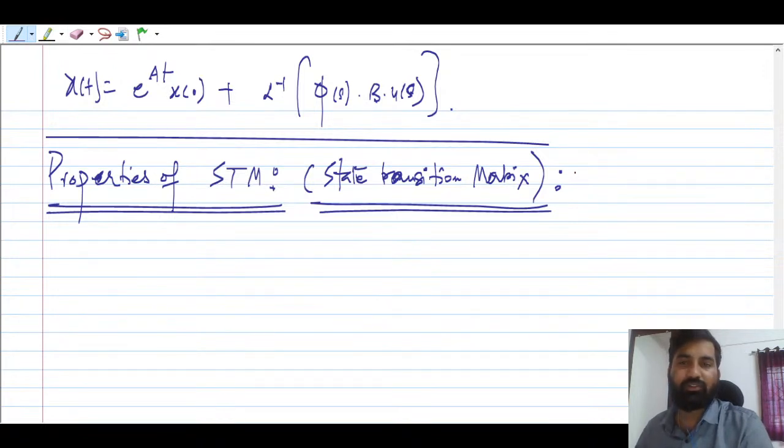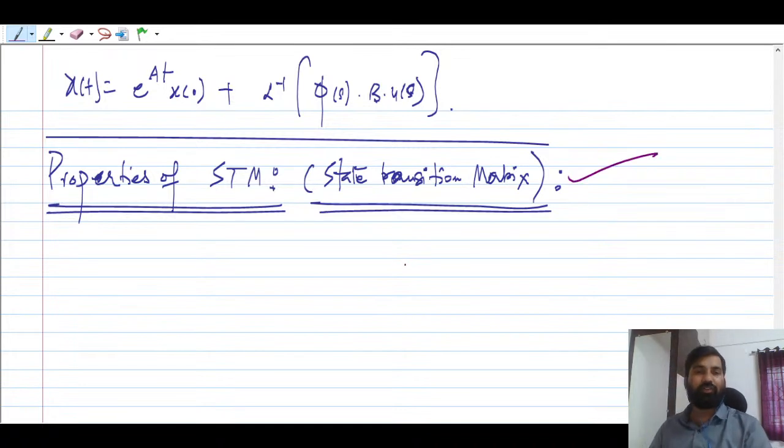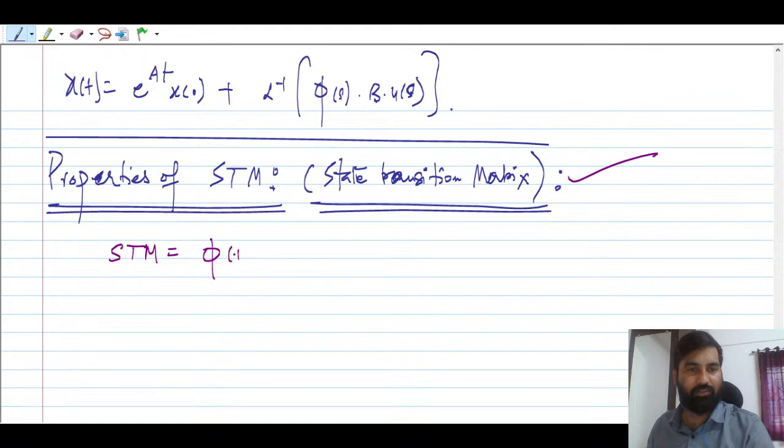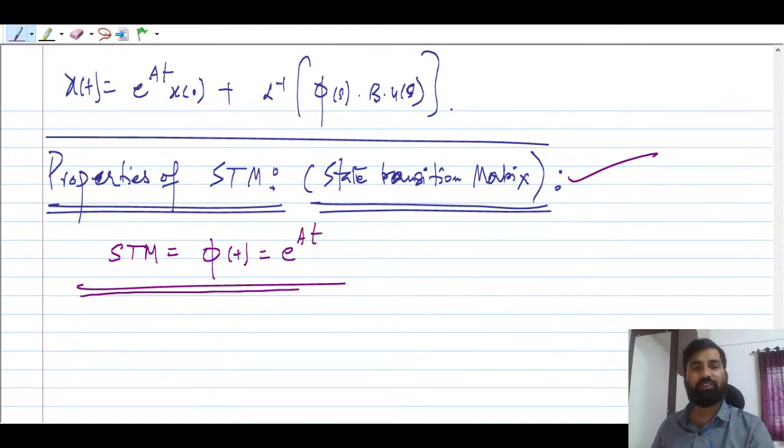Properties of STM, the state transition matrix. Now, what is STM first of all? The state transition matrix is nothing but phi(t), which is equal to e raised to power At. Please remember this basic thing: phi(t) equals e raised to power At.